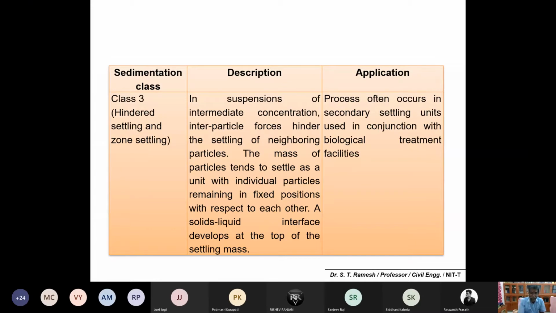This may happen in an intermediate concentration of solids, and the interparticle forces hinder the movement of neighboring particles, and the mass of the particles becomes higher. Thereby, it will settle down zone by zone or layer by layer. You can call it hindered or zone settling.